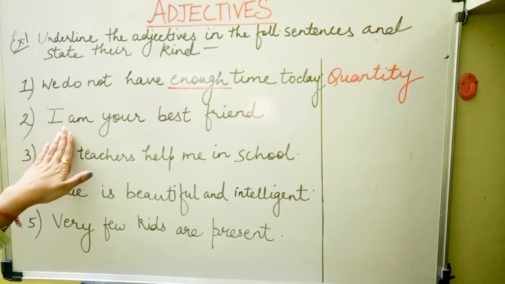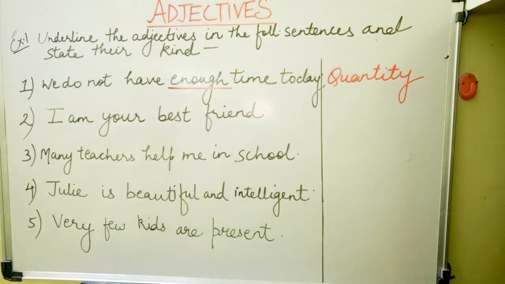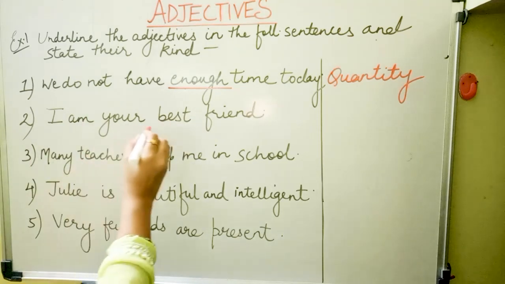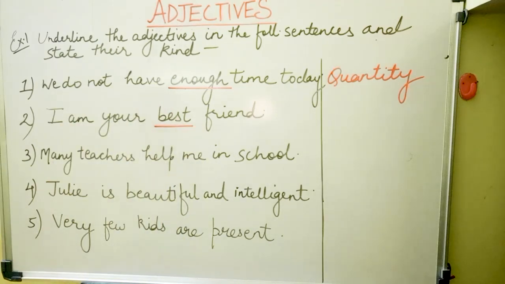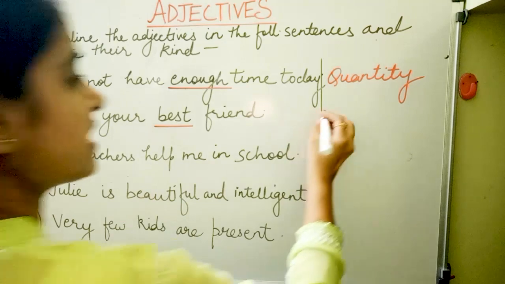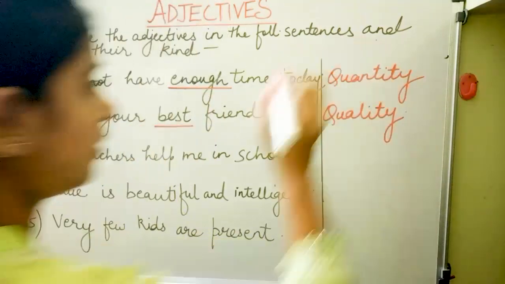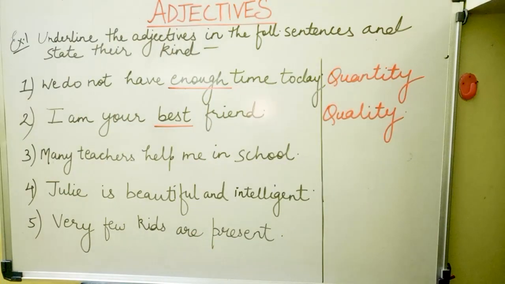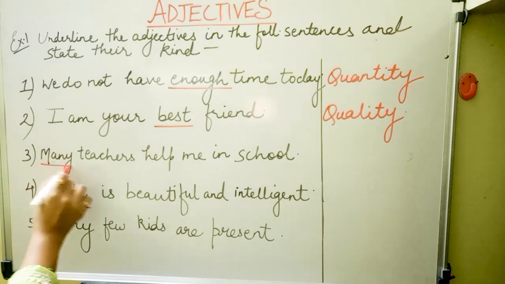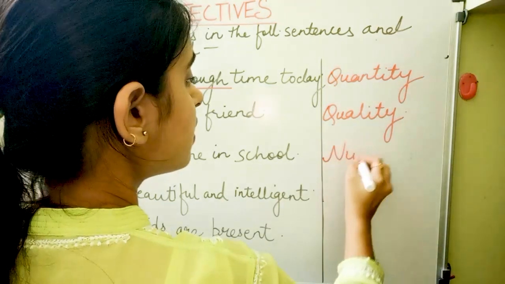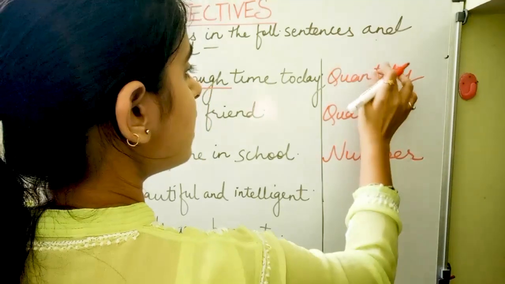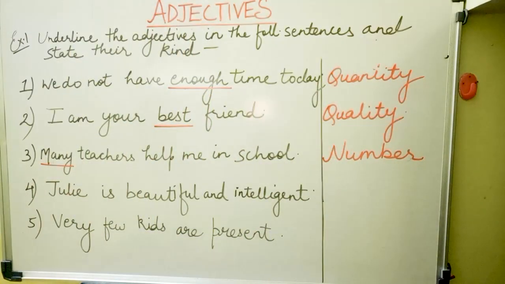So it's adjective of quantity. Coming over to second sentence. I am your best friend. What kind of friend I am? Best friend. We are getting the answer of the question what kind of. So it is an adjective of quality. Am I right? Then third sentence. Many teachers help me in school. Many teachers. The number is given. So many is adjective of number.